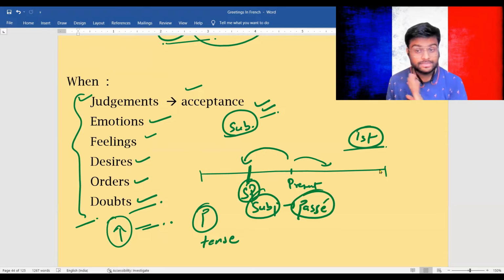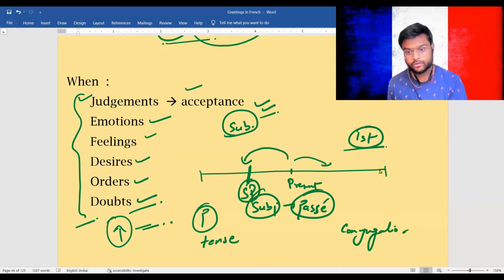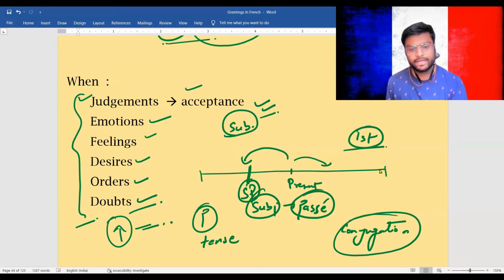Now, whenever you are going to use subjunctive passé, you need to take care of one thing, that is conjugation. With the help of subjunctive passé, the teacher or the listener might think that you have a lot of knowledge. Why am I saying this? Because of the DELF B1, DELF B2 examinations.